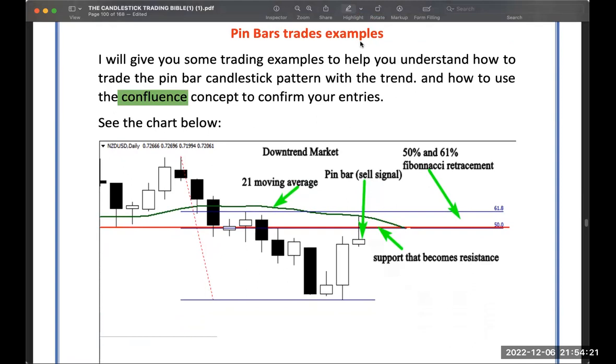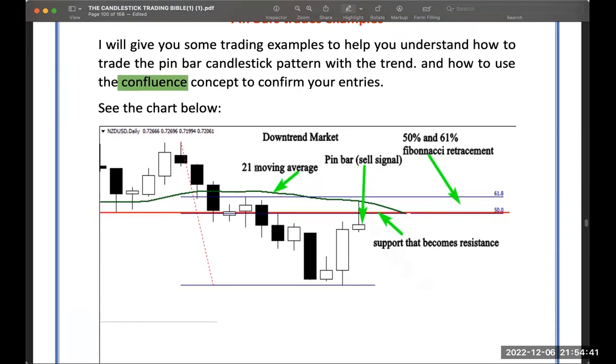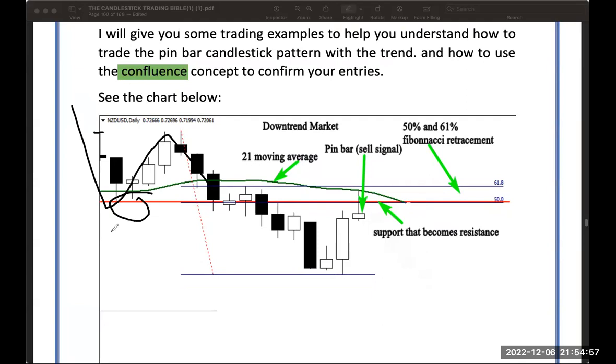And also Fibonacci retracement too is always good to use on higher time frames, like your H4, daily. Sometimes you can use it on the H1, but it's always best if you can try to use it on the higher time frames for better results. Okay, so the chart below, NZD-USD daily, downtrend markets, 21 moving average, pin bar sell signal. Okay, so price is in a downtrend. Okay, price is pushing down, as you can see. There is no previous data here, so we just assume it's in a downtrend, right? Because a structure has been broken right there.